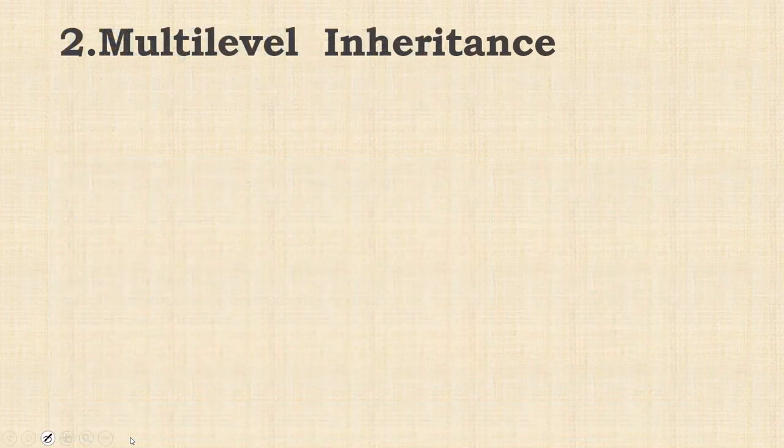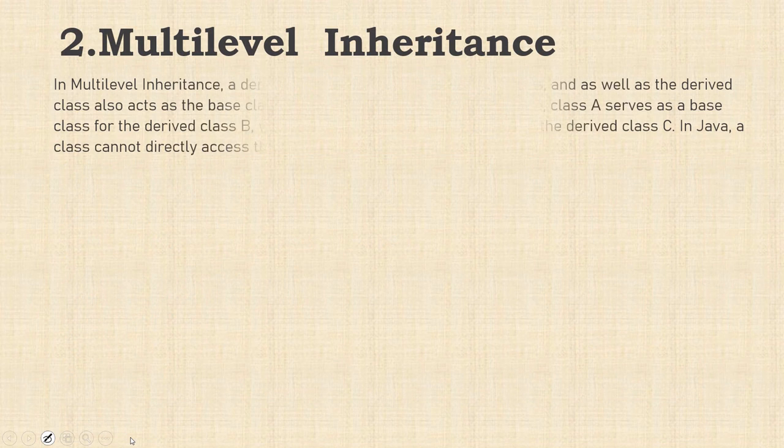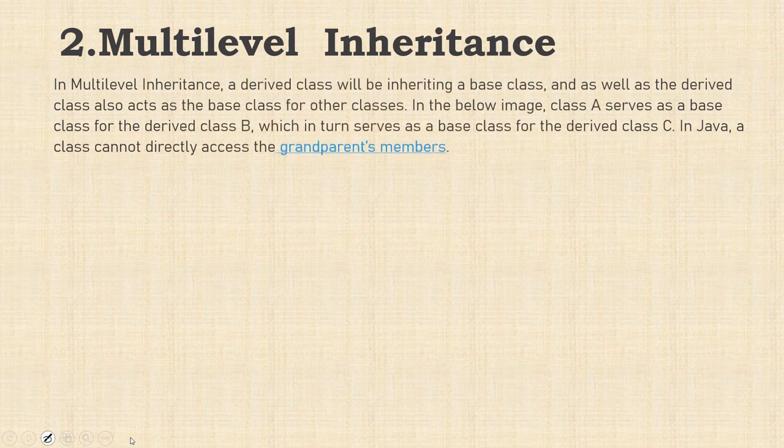So let's move to the next topic, which is multi-level inheritance. In multi-level inheritance, a derived class inherits a base class, and the derived class also acts as a base class.